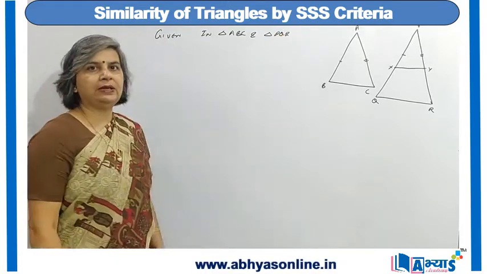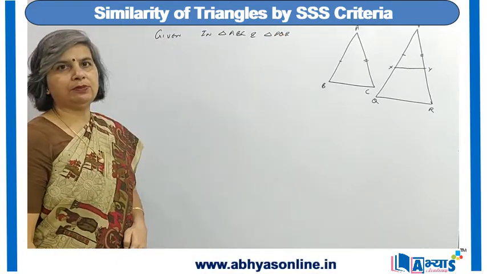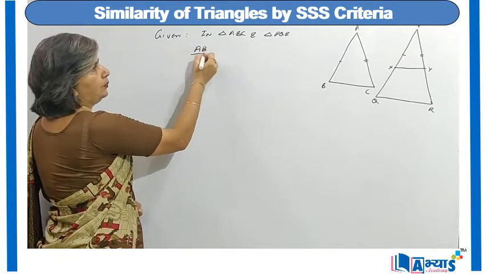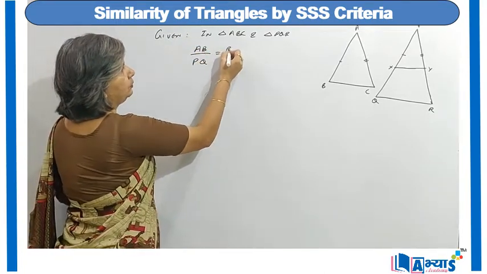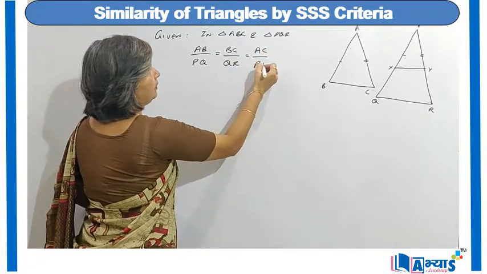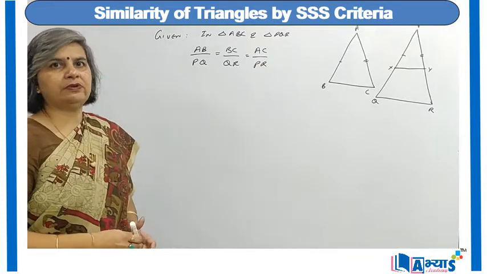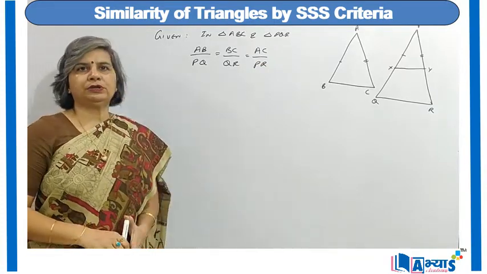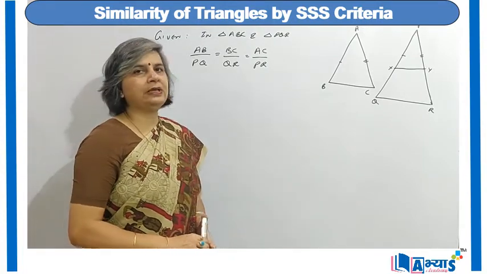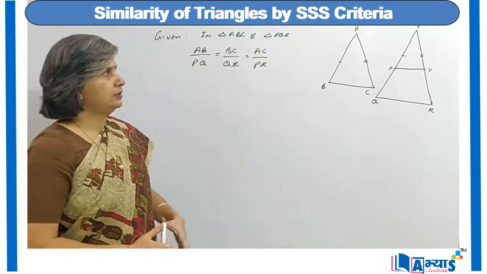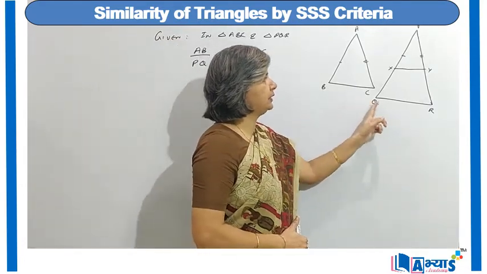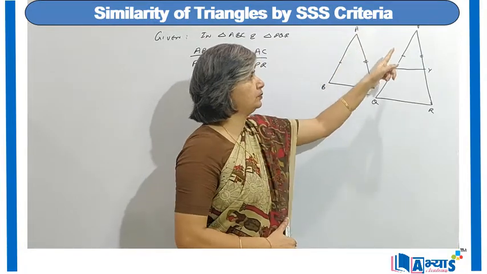Triangle ABC is given and a triangle PQR is given, and the sides are in proportion. That means AB upon PQ is equal to BC upon QR is equal to AC upon PR. That means the corresponding sides of one triangle are proportional to the corresponding sides of the other triangle. If I take the triangle ABC, then I am taking the side AB and the corresponding side of the other triangle is PQ, and for BC the corresponding side is QR, and for AC the corresponding side is PR.